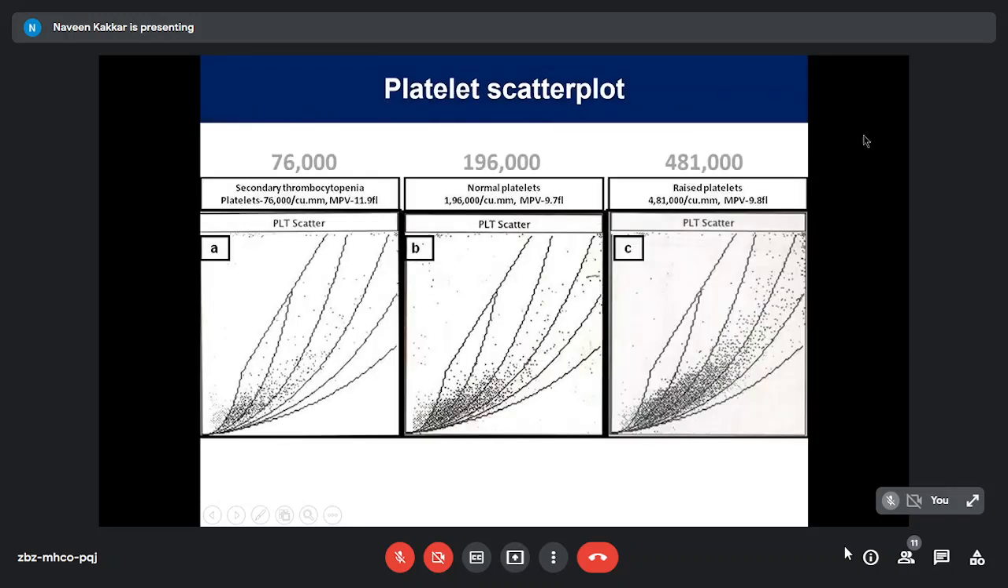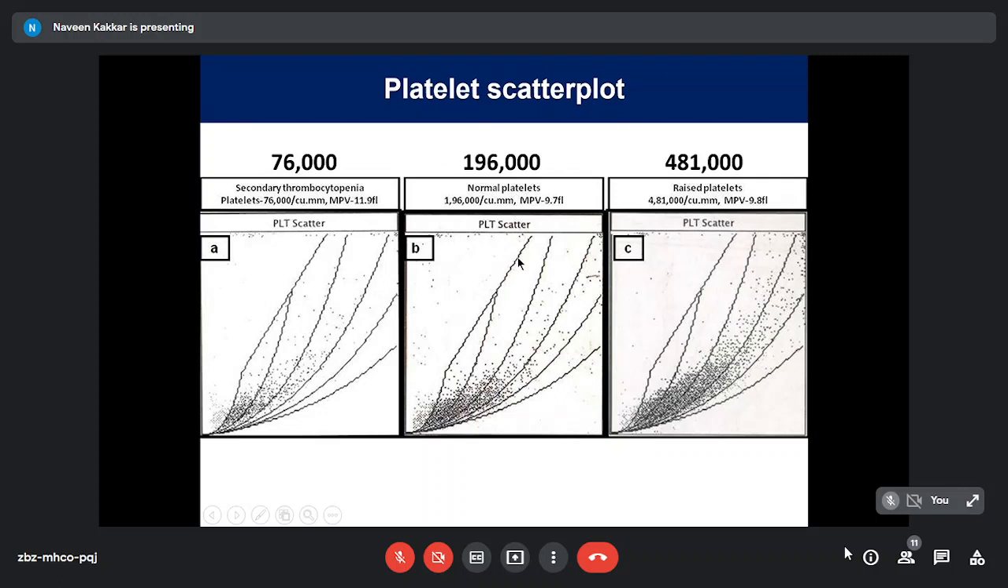So let me put in the counts here. The center one is a patient with normal platelets. The one on the left has secondary thrombocytopenia, probably drug induced. I don't remember exactly, but not macrothrombocytopenia. And the last one has mild thrombocytosis, 4.81 platelets.